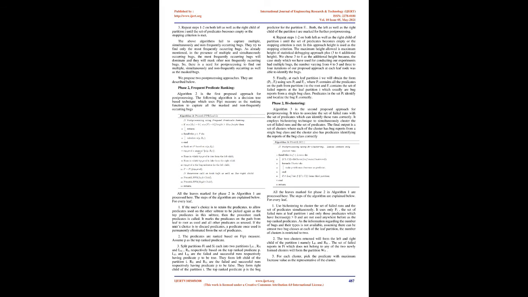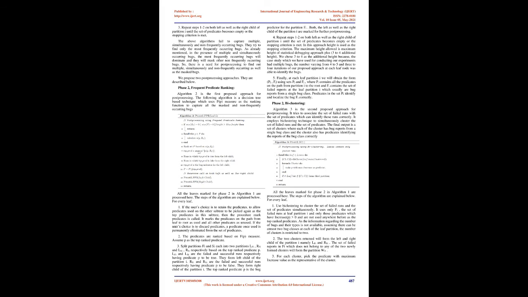For every leaf. 1. If the user's choice is to retain the predicates, to allow predicates used on the other subtree to be picked again as the top predicates in this subtree, then the procedure mark predicates is called. It marks the predicates on the path from leaf to root as used and all other predicates as unused. If the user's choice is to discard predicates, a predicate once used is permanently eliminated from the set of predicates. 2. The predicates are ranked based on P measure. Assume P as the top-ranked predicate.